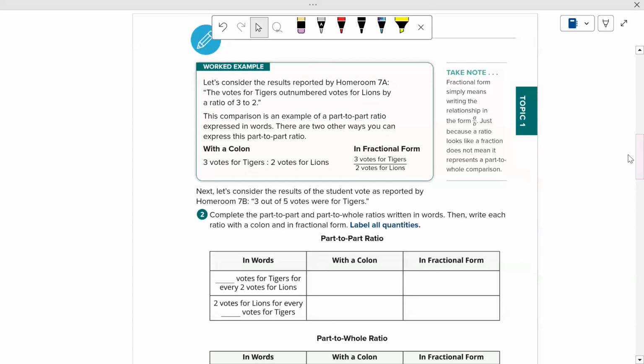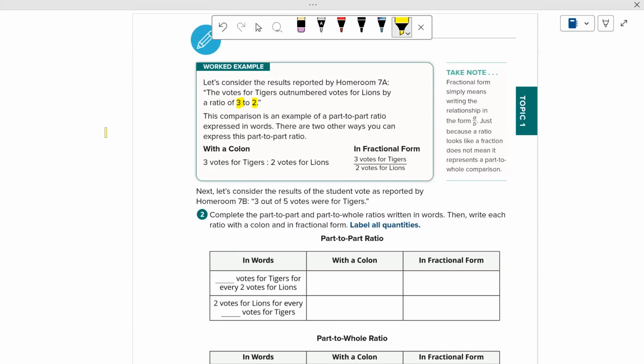All right, moving on to page 177, activity 4, continued. It says, let's consider the results reported by homeroom 7A. The votes for tigers outnumbered the votes for lions by a ratio of 3 to 2. So that we said was a part-to-part ratio, because it's 3 tiger votes to 2 lion votes. This comparison is an example of a part-to-part ratio expressed in words. There are 2 other ways you can express this part-to-part ratio.